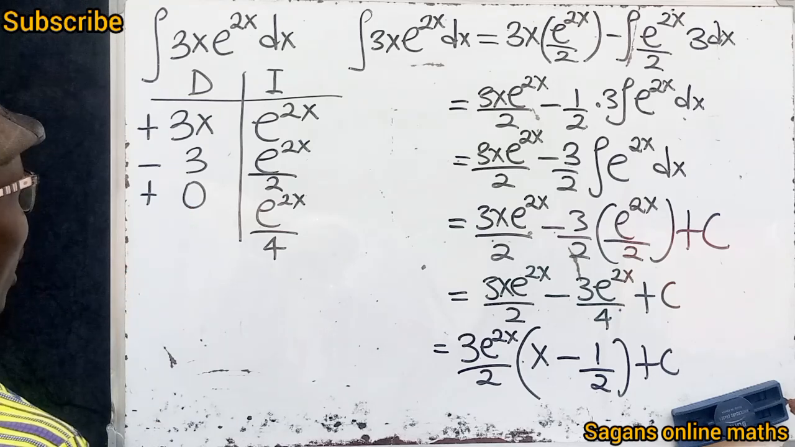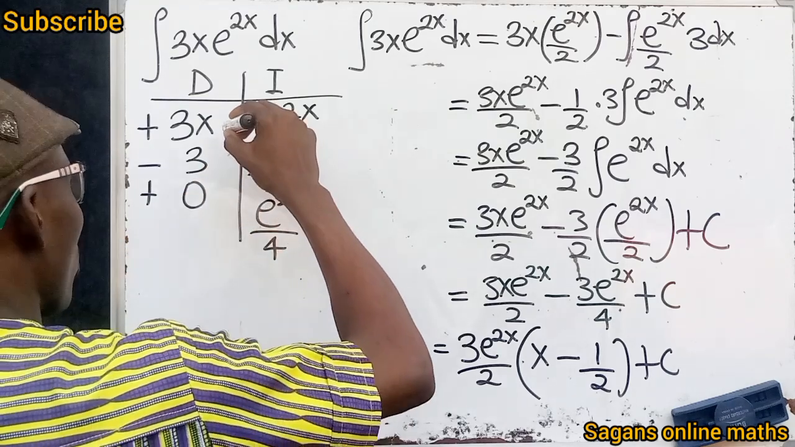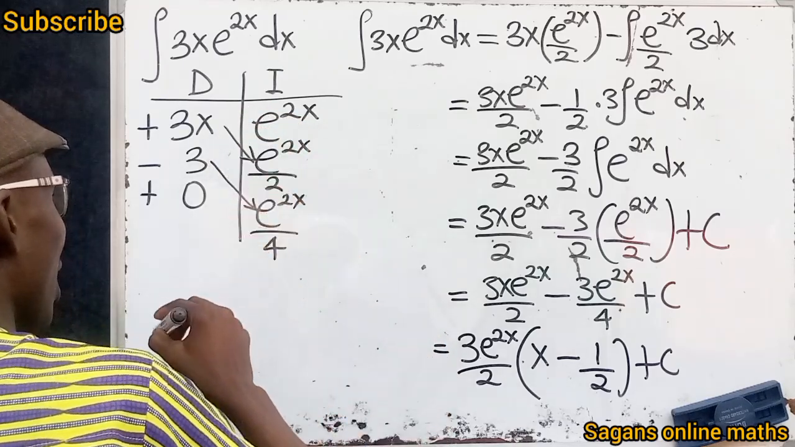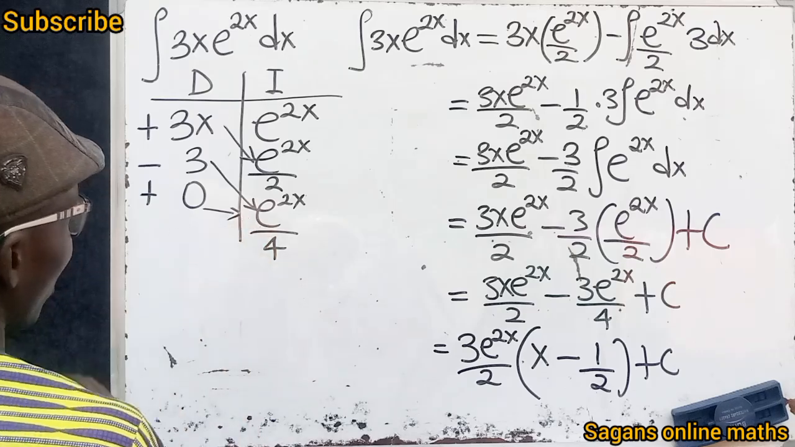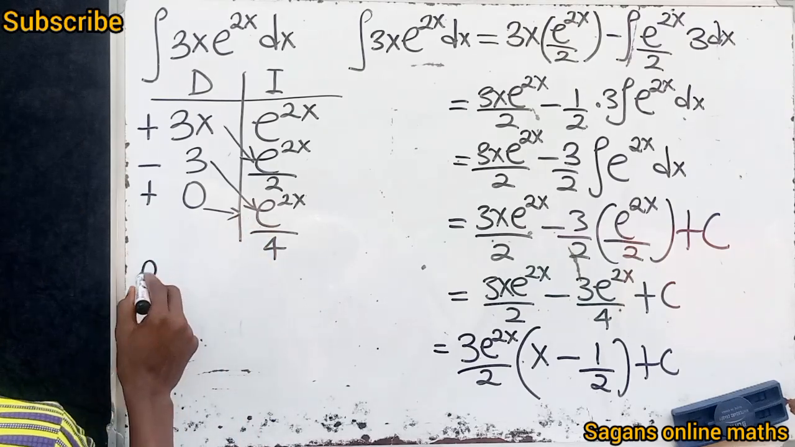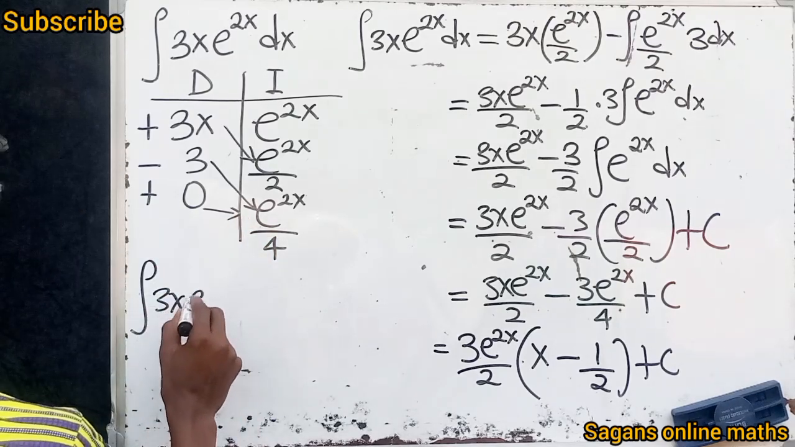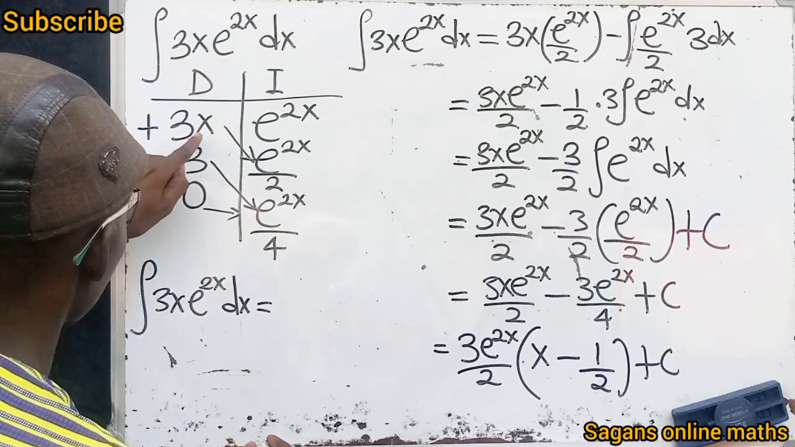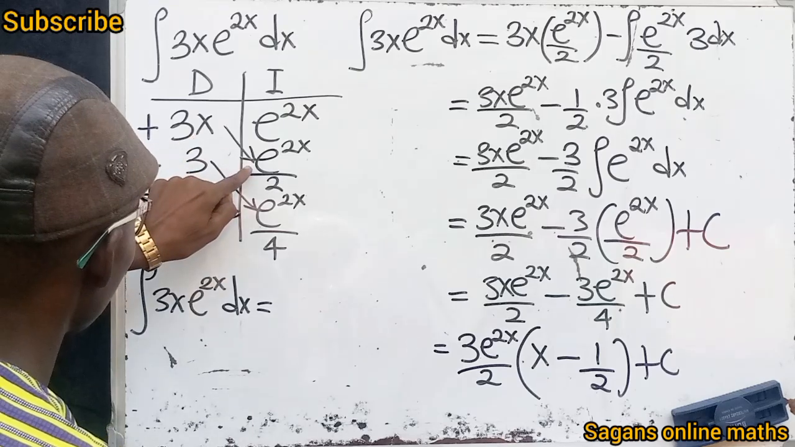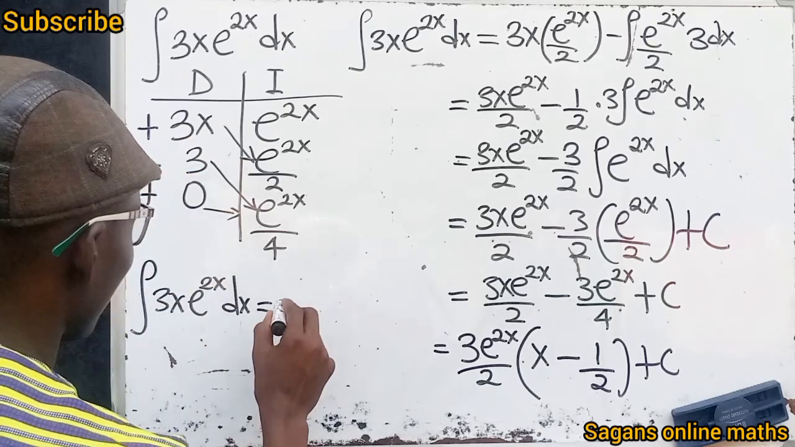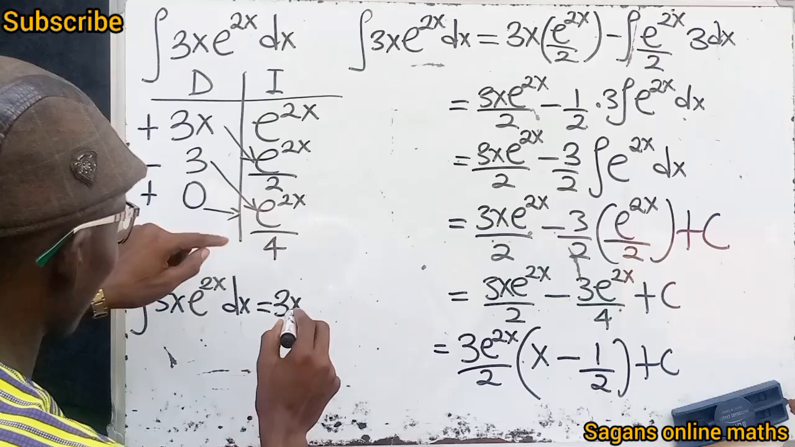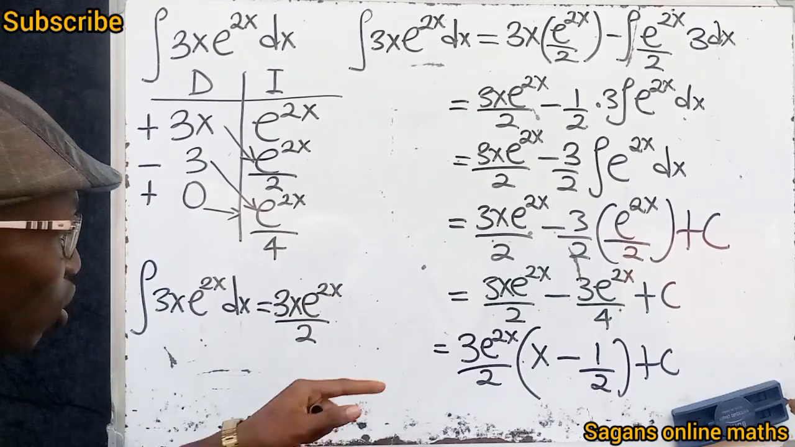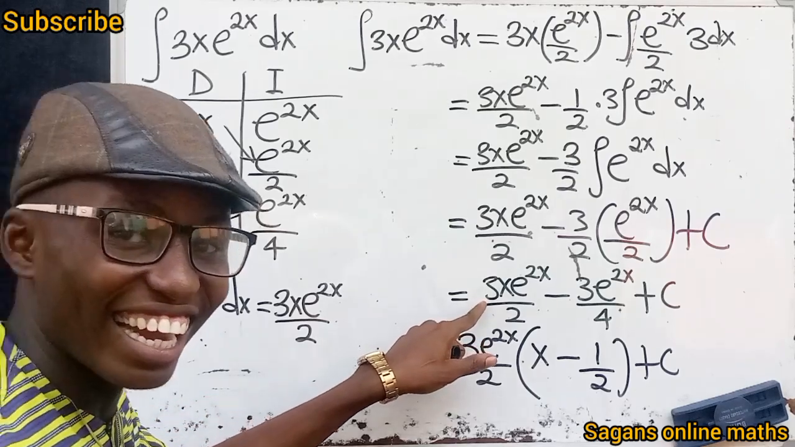Now, you're going to multiply diagonally. Let's look at how you're going to multiply. This is how you multiply. So the integral of 3x times e to the power of 2x, dx, will be equal to 3x times e to the power 2x divided by 2. Isn't it amazing? Are you not seeing the same thing here? It's very interesting.